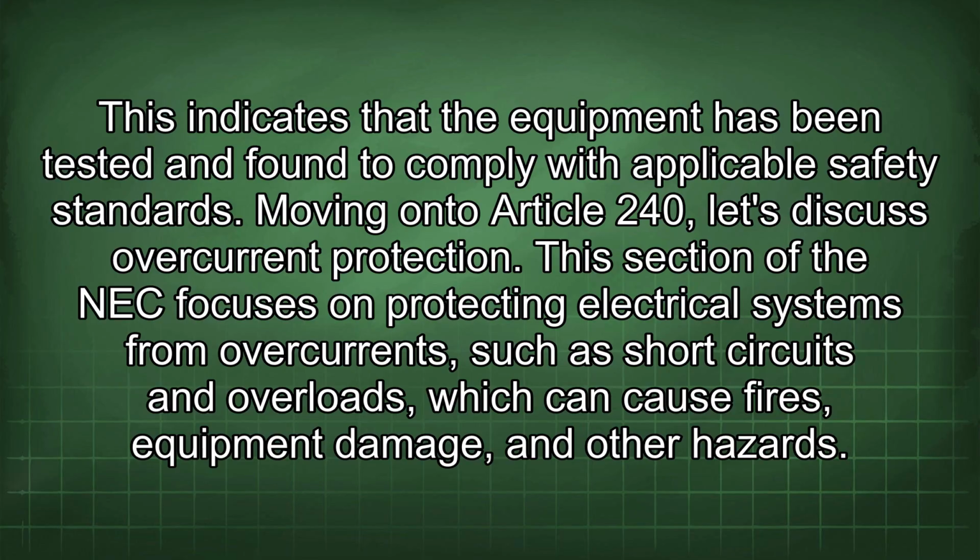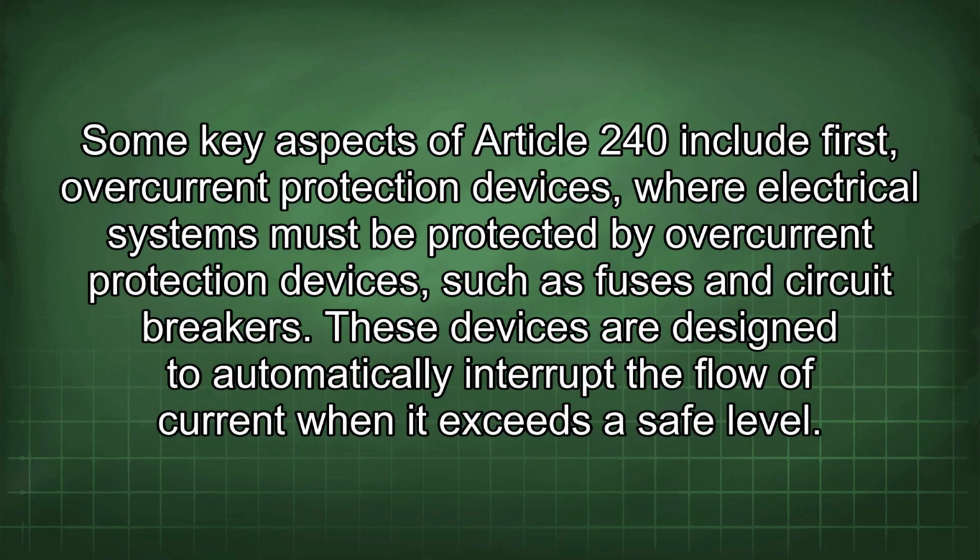Moving on to Article 240, let's discuss overcurrent protection. This section of the NEC focuses on protecting electrical systems from overcurrents, such as short circuits and overloads, which can cause fires, equipment damage, and other hazards. Some key aspects of Article 240 include: first, overcurrent protection devices, where electrical systems must be protected by overcurrent protection devices, such as fuses and circuit breakers. These devices are designed to automatically interrupt the flow of current when it exceeds a safe level.